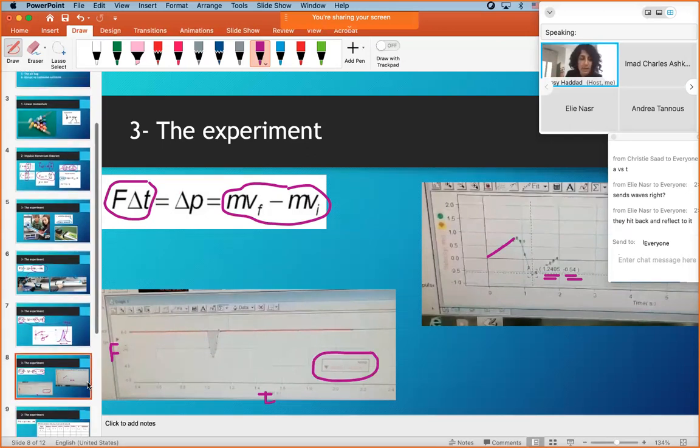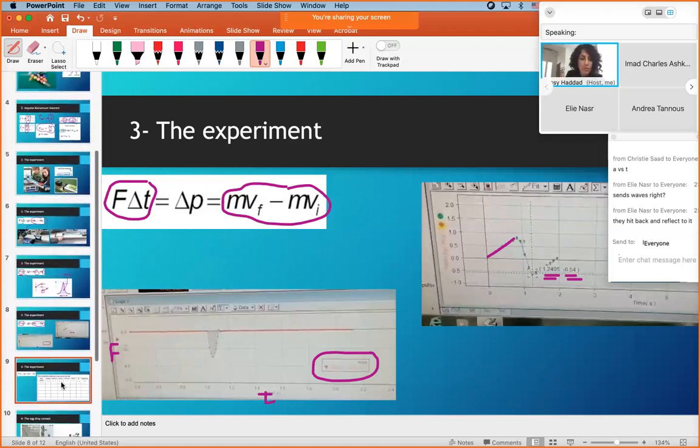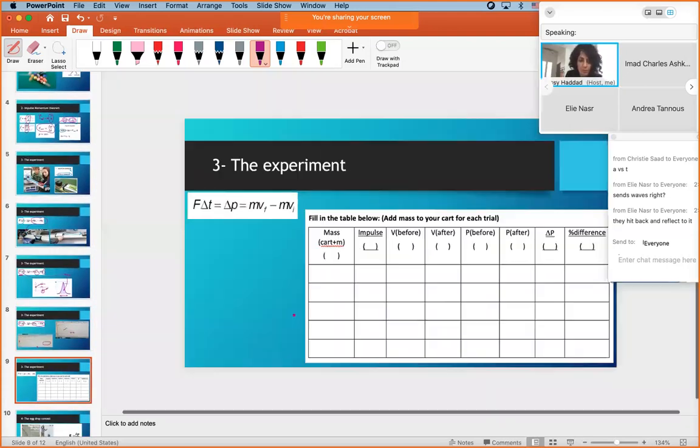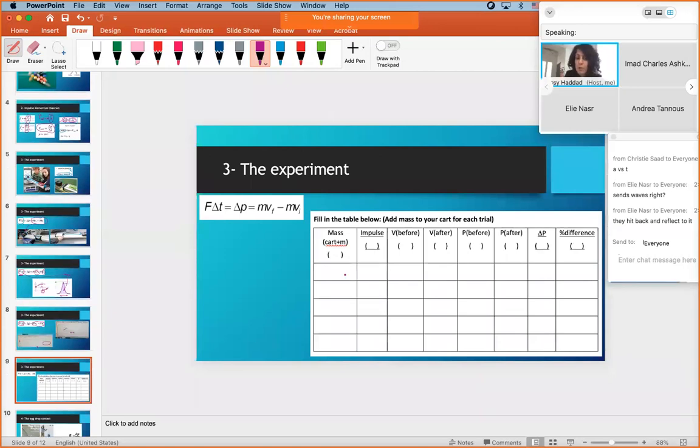All right. Before I start this, let me show you the table you need to fill before I show you the actual videos. The mass will be given to you. You should add a mass to your cart for each trial. So initially with no extra mass, then you add a small mass, then you add a big mass, then you add them both, and then you add probably 2 big masses. The impulse is basically the area under the curve. So this is the area under the curve.